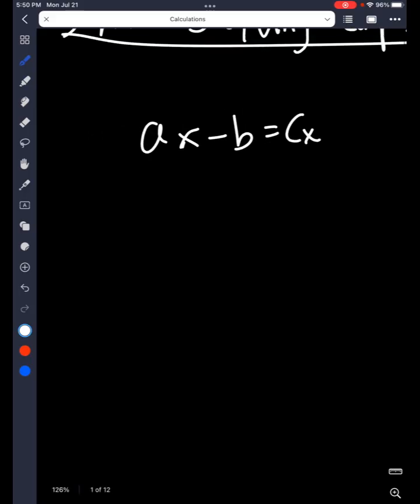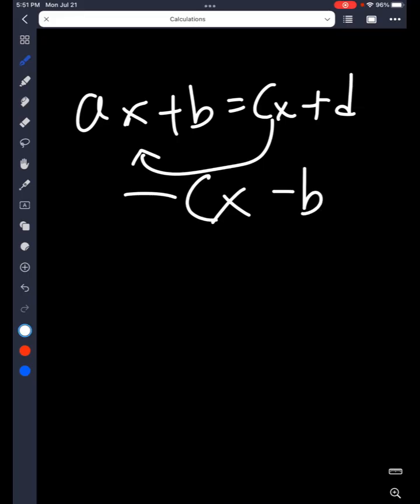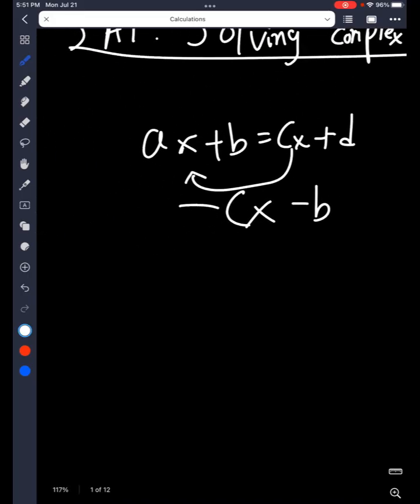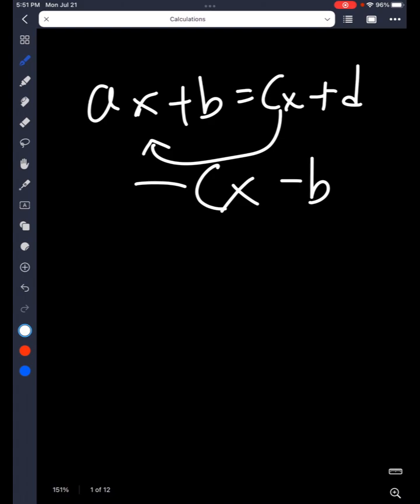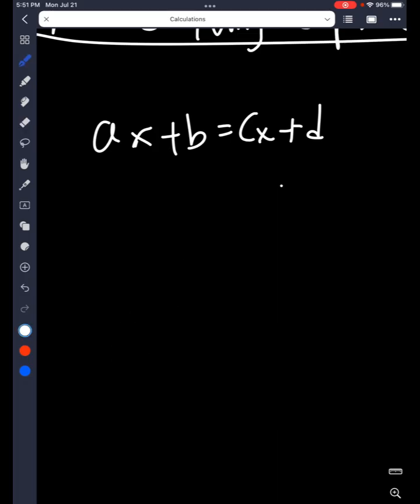The first form you can have is probably ax minus b is equal to cx plus or minus d. If you have this kind of form, you can move this to this side, like subtract cx, and then also subtract b from both sides. Then you could just divide by a minus c. Or you can just work it out. It's pretty simple. It's not really that complicated.